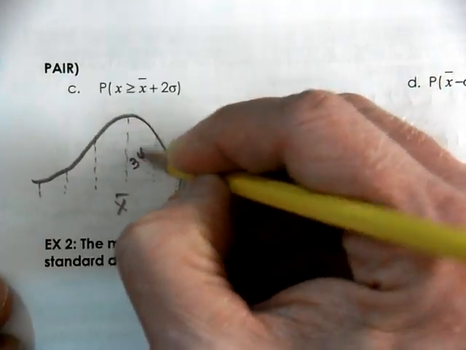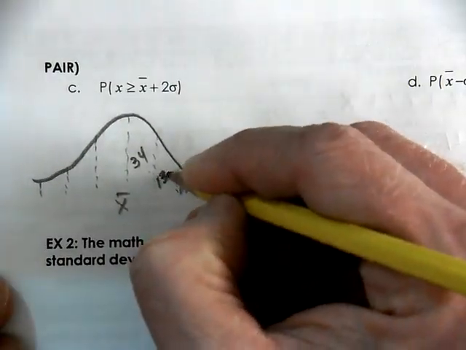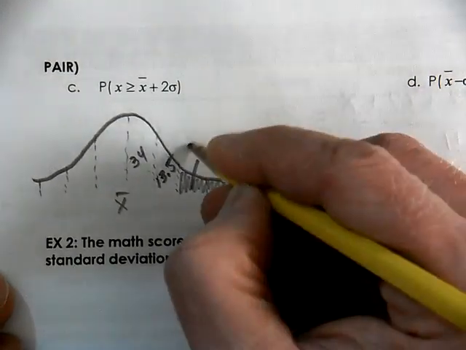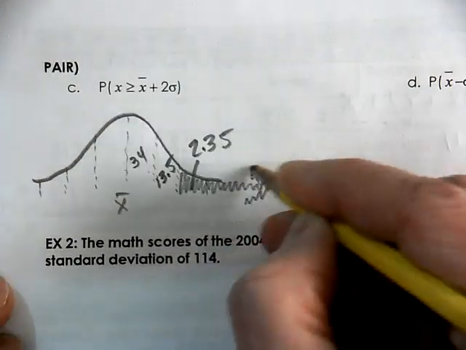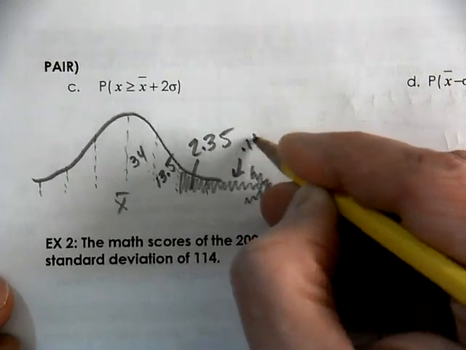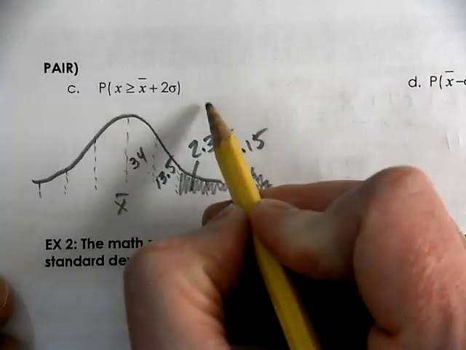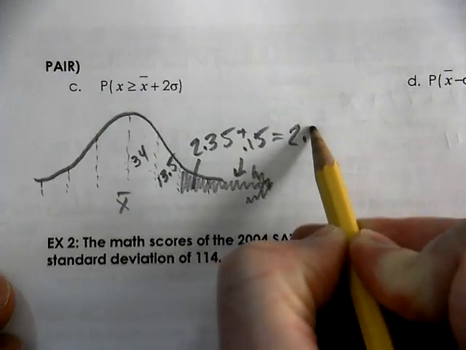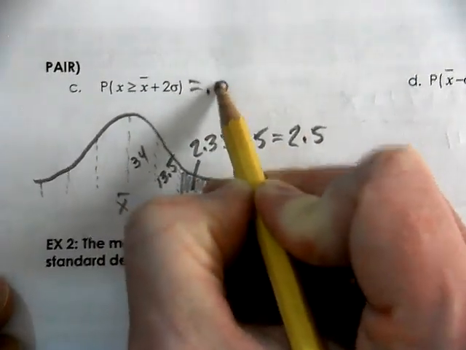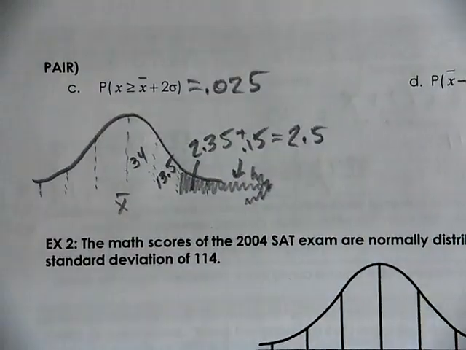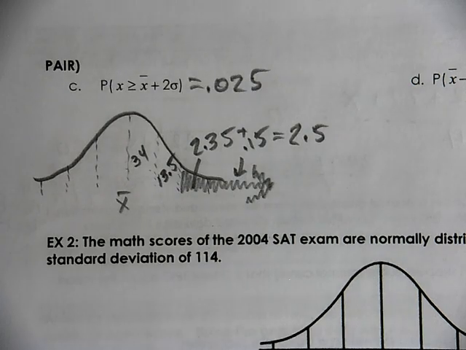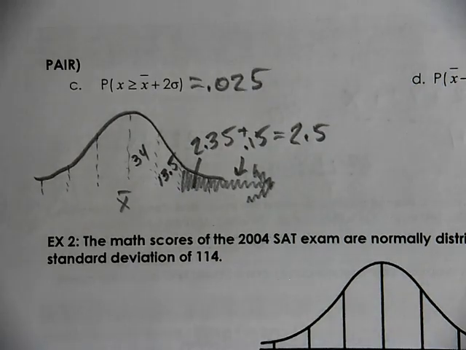This we learned was 34. This we learned was 13.5. We're not using either one of those. So this is our 2.35, and this is our 0.15. If we added those together, that's going to be 2.5. And we divide that by 100 to turn it into a decimal. So the probability would be 0.025.